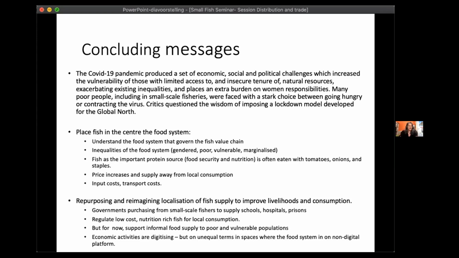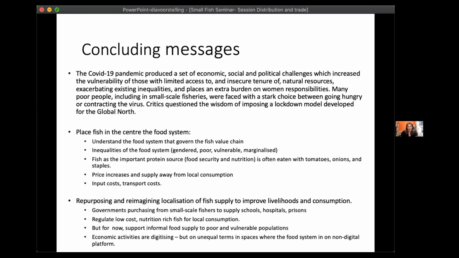I think it is very important in the project what I try to do as a co-PI, my colleague Ruth Hall, and also Joeri Scholtens of University of Ghana. We are 3 PIs leading this particular project. What I particularly wanted to do is to place fish at the center of the food system, understand the food system that governs the fish value chain, look particularly at the inequalities of the food system: the gendered, poor, vulnerable, and marginalized.